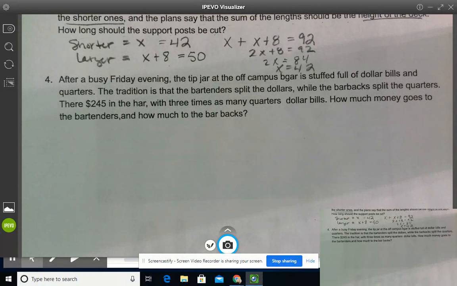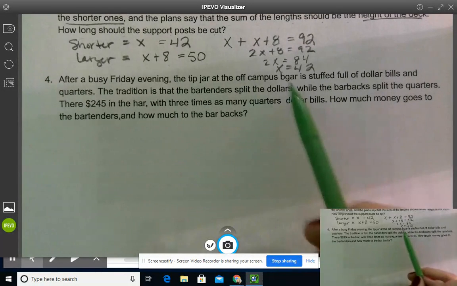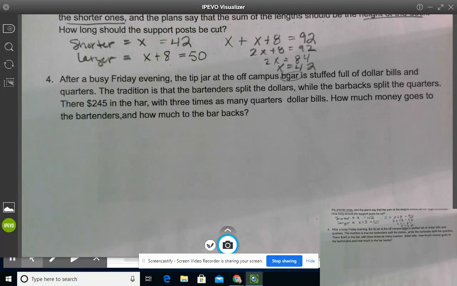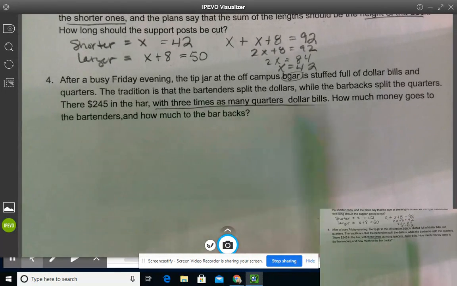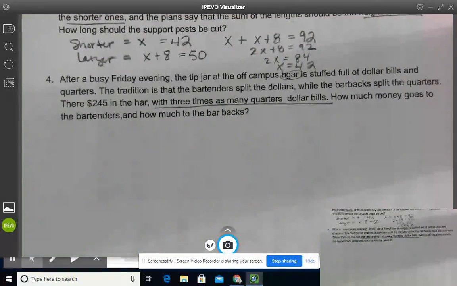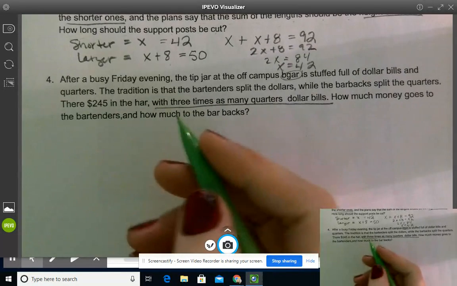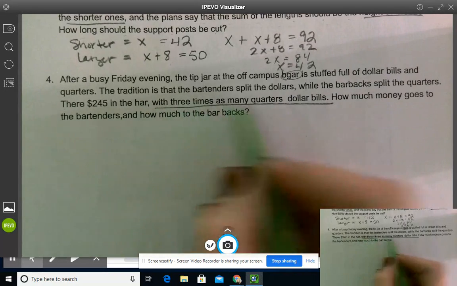After a busy Friday evening, the tip jar at the off-campus bar is stuffed full of dollar bills and quarters. The tradition is that the bartender splits the dollars while the barback splits the quarters. There's $245 in the jar with 3 times as many quarters as dollars. So here's again where we have based one item off of another, right? We have 3 times as many quarters as dollars.